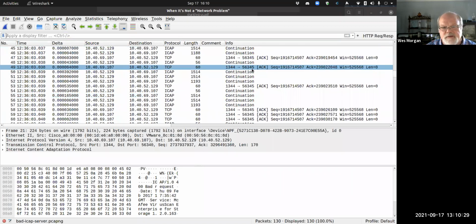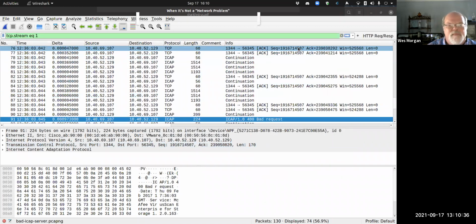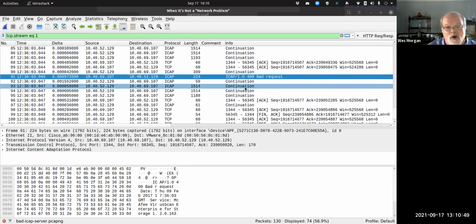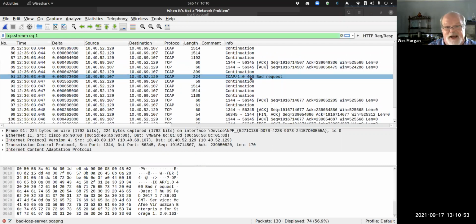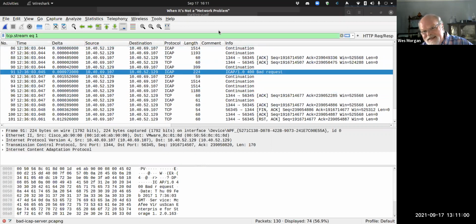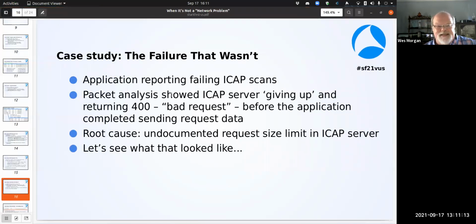So here's the next one. And the answer is yes. Here's the ICAP request. We get a 200 OK. And while we're giving it data, the server interrupts us and says, okay, bad request. We're not done. We keep trying. So this was the consistent pattern we identified, that the server was simply not allowing the client to finish the request before rejecting it. And as I said, the root cause turned out to be an undocumented size limit in the ICAP server.